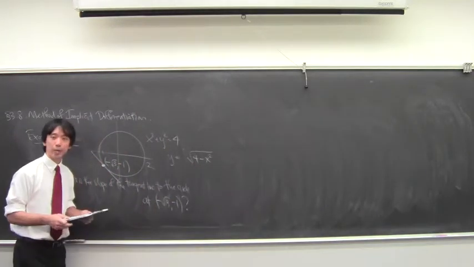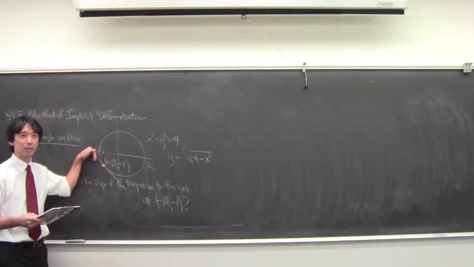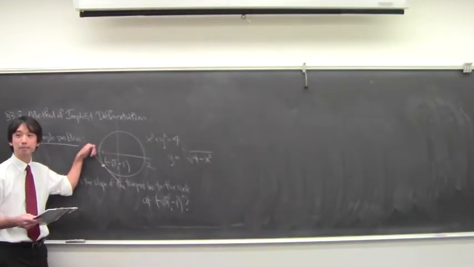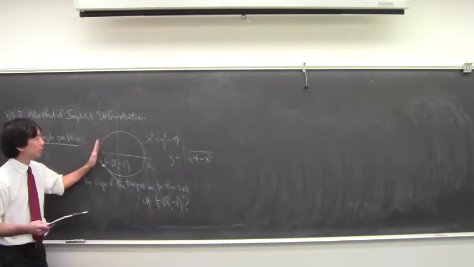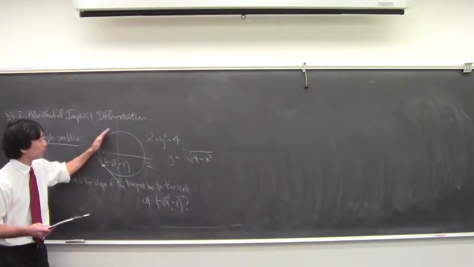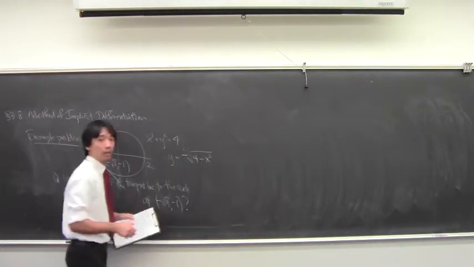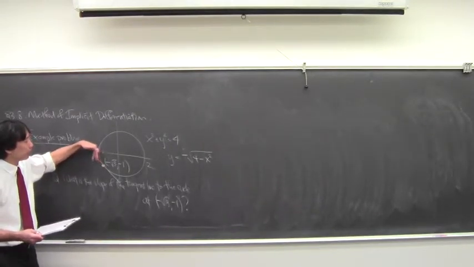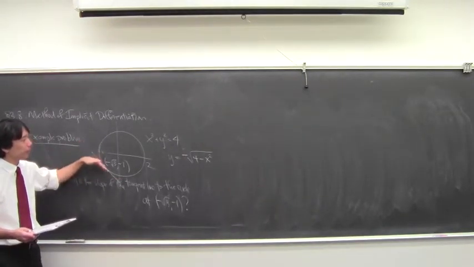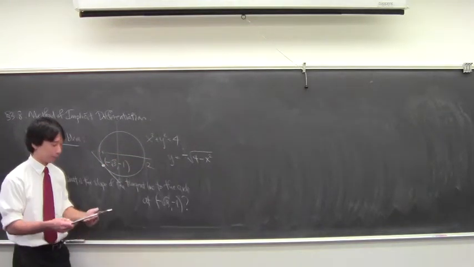Is that right? That's almost right, but can somebody fix it up a little bit? There's one thing that's missing. Negative, right? Because we want the lower half. We said the square root of 4 minus x squared gives the positive, so we want the negative one. So we realize that y is actually a function of x. What function is it? You solve for y, realize it as a function of x.